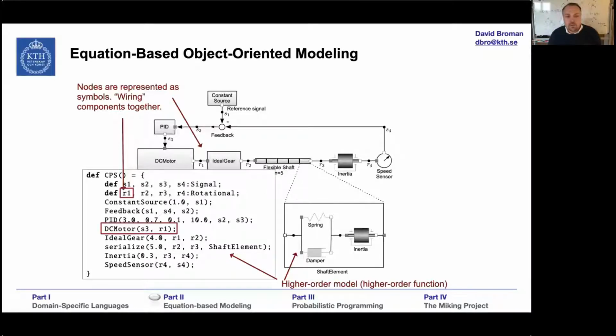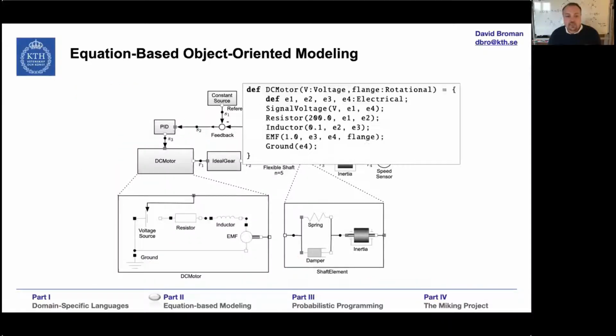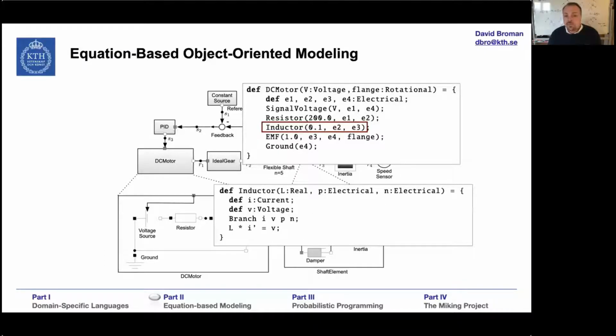So this is the DC motor, and that is defined in a different model where you have its interfaces. And if we look at one part in this motor, you have an inductor, which is defined in another model. So you see, you get a hierarchy of models.